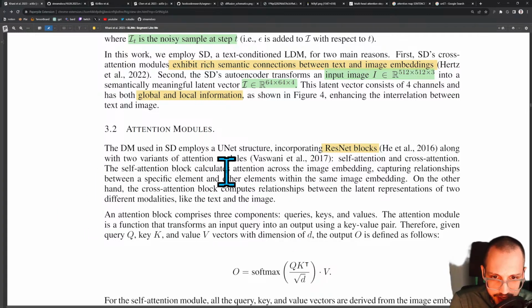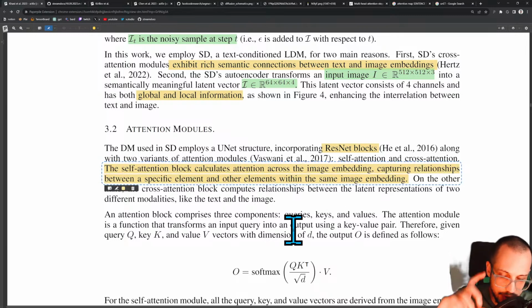The self-attention block calculates the attention across the image embeddings, capturing relationships between specific elements and other elements within the same image embedding. Right? So in self-attention, you're looking at one sequence and you're looking at the same sequence. So the sequence is kind of paying attention to itself. So you're saying what elements in the sequence correspond to what elements in the same sequence, right? That's the self-attention. You're paying attention to yourself.